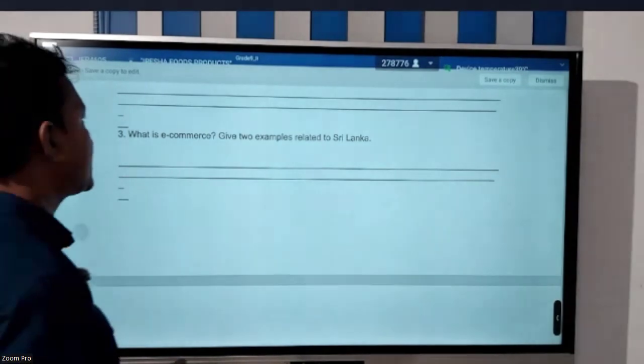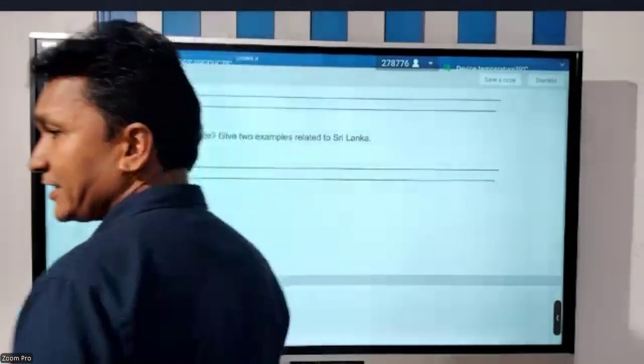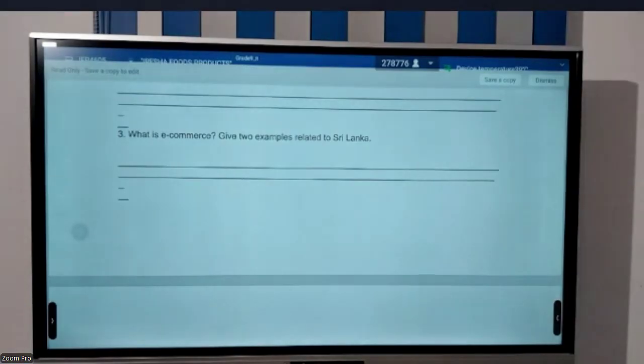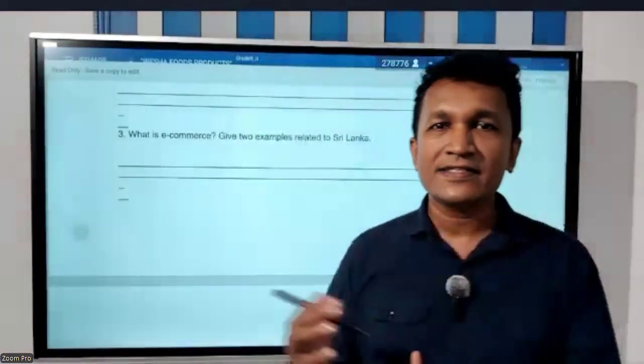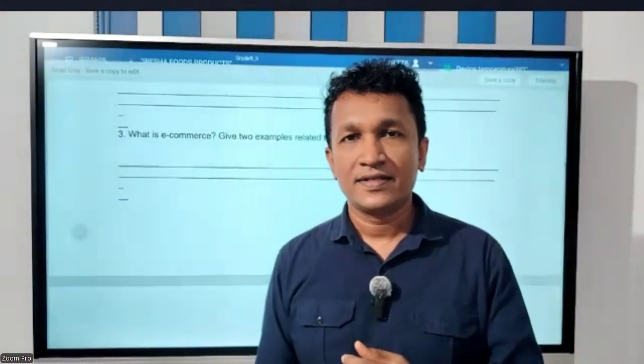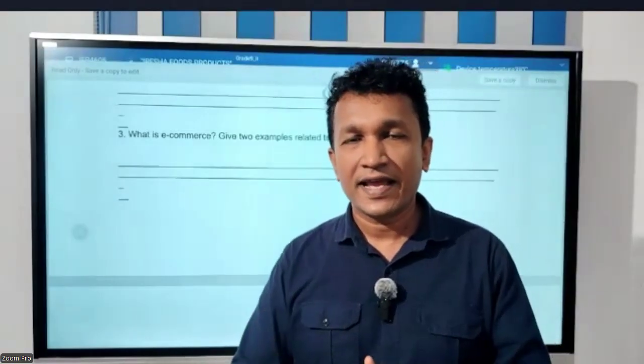What is e-commerce? Give two examples related to Sri Lanka. Simply, what is e-commerce is buy and sell goods online. Buy and sell. We can buy as well we can sell.